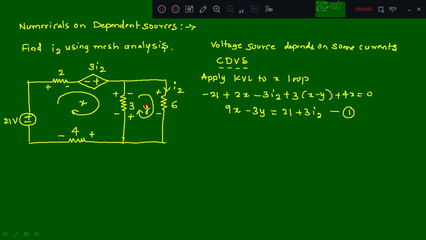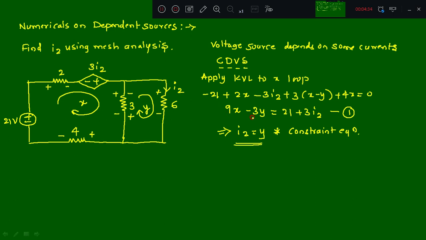But see the circuit diagram. What is I2 actually? It is in the direction of what we assumed. It's a loop current. Therefore I2 will be Y. This is very important. It's also called the constraint equation. Whenever we come across dependent sources in a numerical, we should write that dependent source value in terms of either loop currents or branch currents, whatever it may be, depending on the circuit. This will help you to solve further.